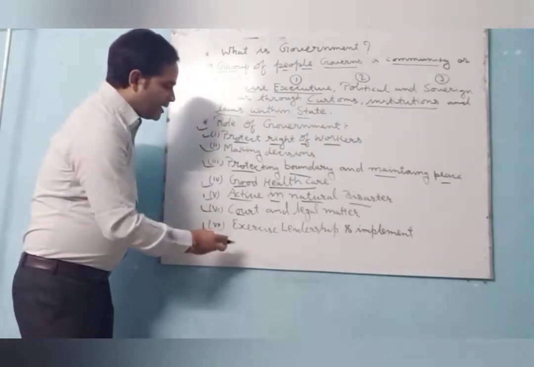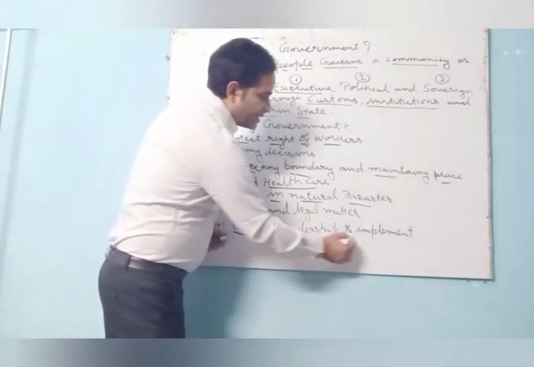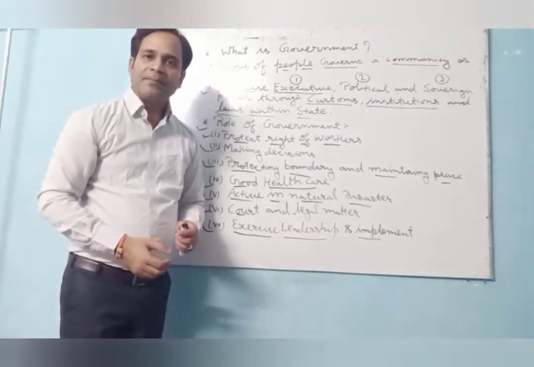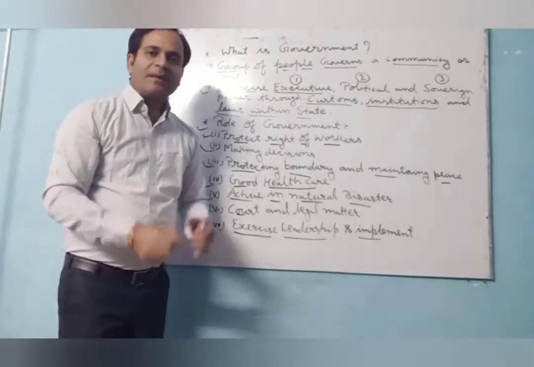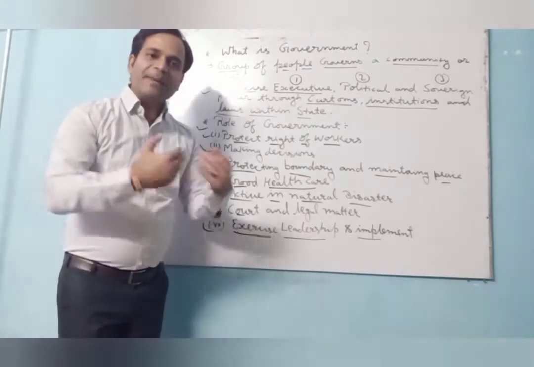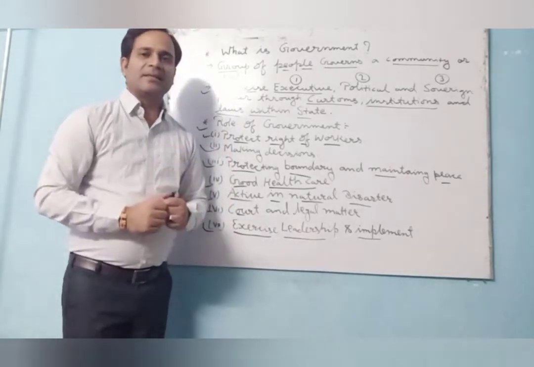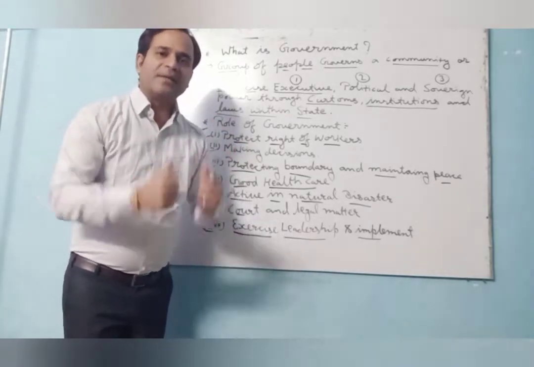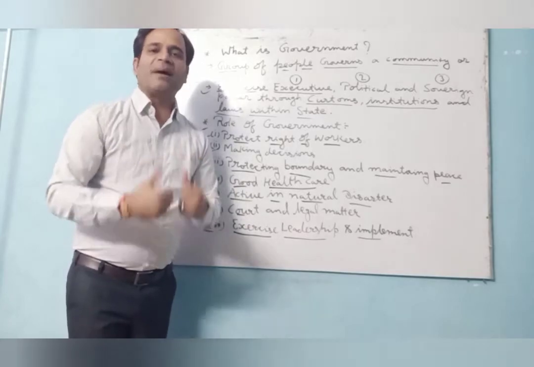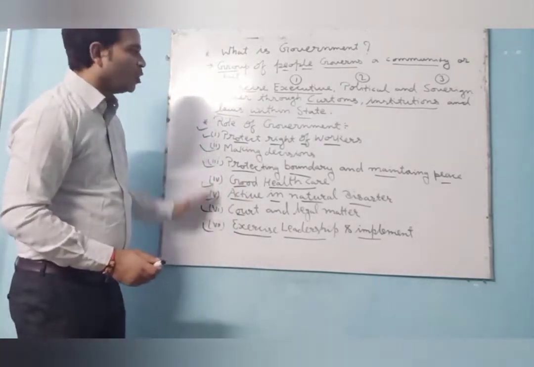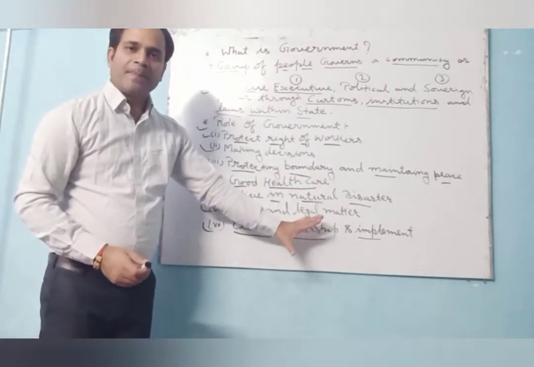And the seventh one is exercise leadership and implement. Leadership qualities are also there in a government. Basically in a democratic government, leadership qualities must be there, and implementing all the things needed for the people, all the things to be governed or served by the government. So here I am telling you the basic seven roles of the government.